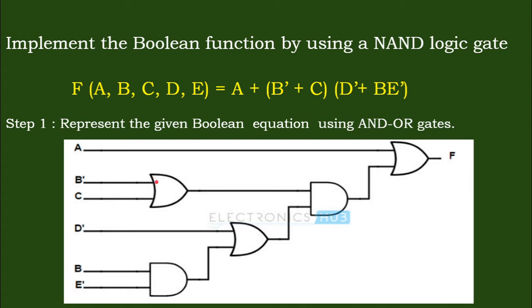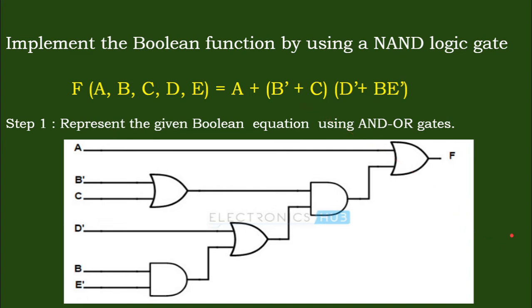This is actually b bar plus c, and this AND gate will give b bar plus c into d bar plus b e bar. All these inputs are processed, and the output comes from here, and then this is added with a. So a is one input and this whole term is the other input, given through the OR function. So the first step is done. We have created the AND-OR circuit for the given Boolean expression.